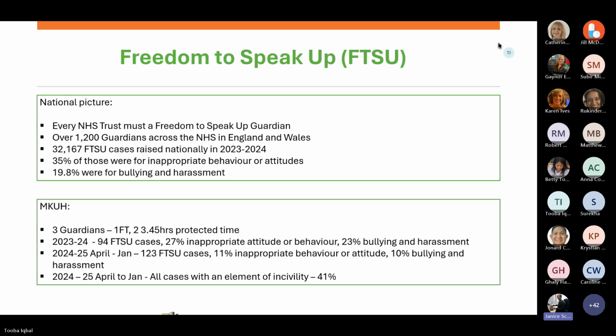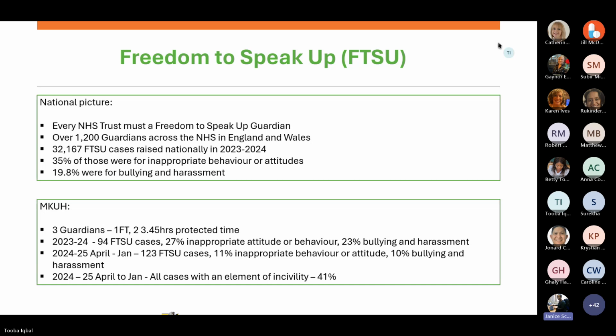So we have 9 champions, and last year there were 94 Freedom to Speak Up cases raised, 27% with inappropriate behaviours and attitudes, and 23% with bullying and harassment. This financial year, it's slightly different. We've seen a bit of a change. We've had just over 40% of our concerns in total which have been raised which have an element of incivility or negative behaviours. And they include things, and this is what's happening in Milton Keynes, like staff being shouted at or sworn at, completely ignored, ostracised by their teams, ignored by their managers, treated unfavourably with processes and policies, and the looks, definitely the looks and the lack of inclusion.